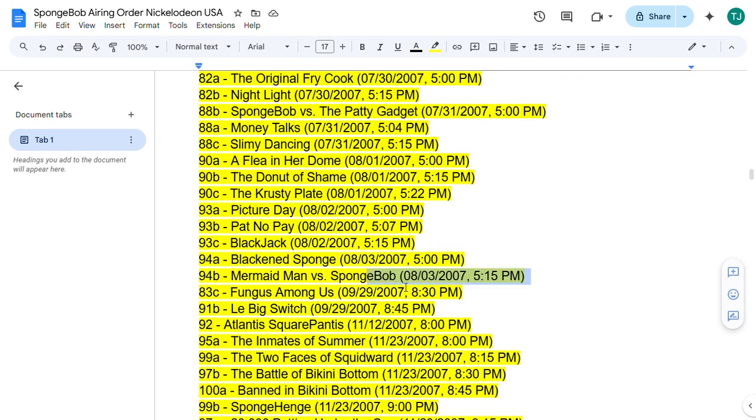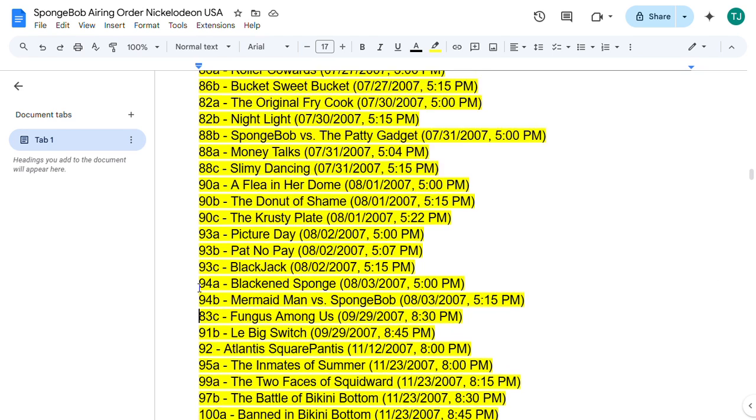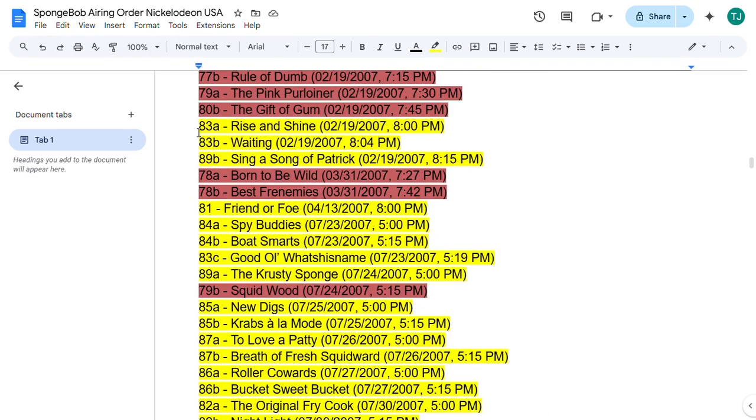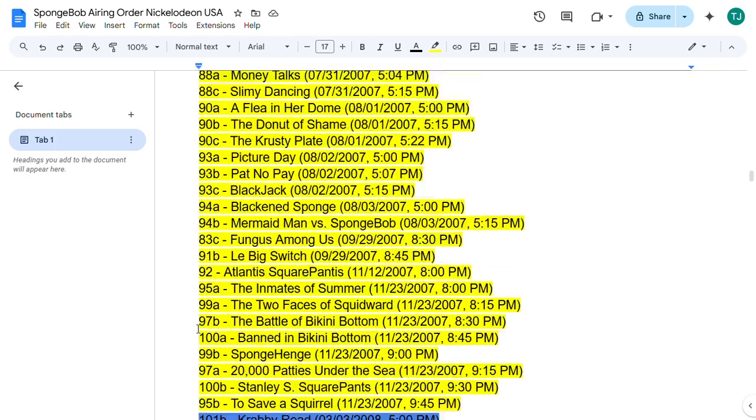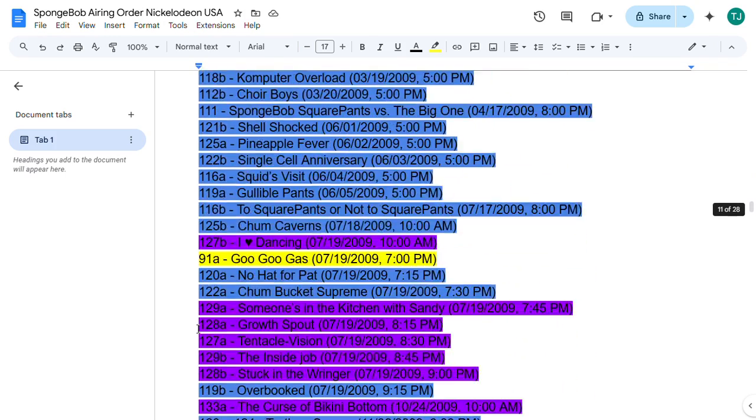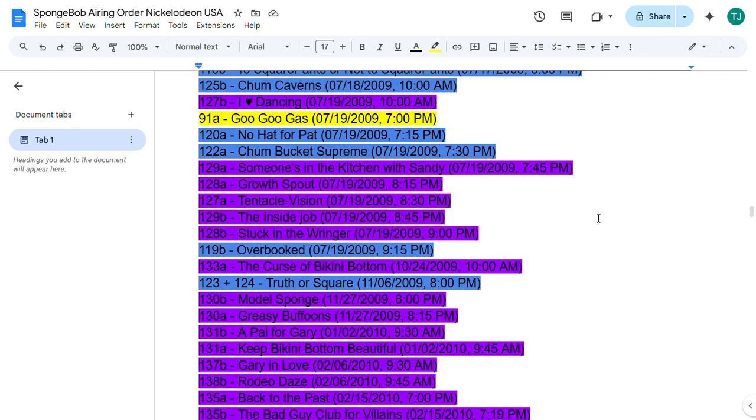Okay, Fungus Among Us aired with an episode called The Big Switch. The Big Switch is paired with Goo Goo Gas. Fungus Among Us is paired with these two. Fungus Among Us started airing regularly. The Big Switch didn't air again until the SpongeBob event in 2009. It had been released on DVD after that, but it didn't officially air. It didn't air with Goo Goo Gas. It aired earlier that day.